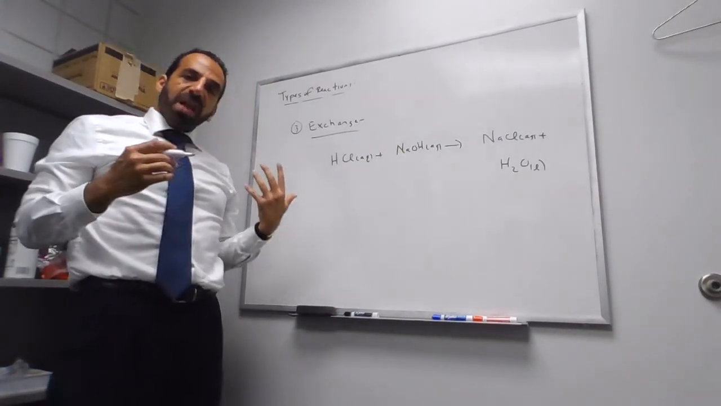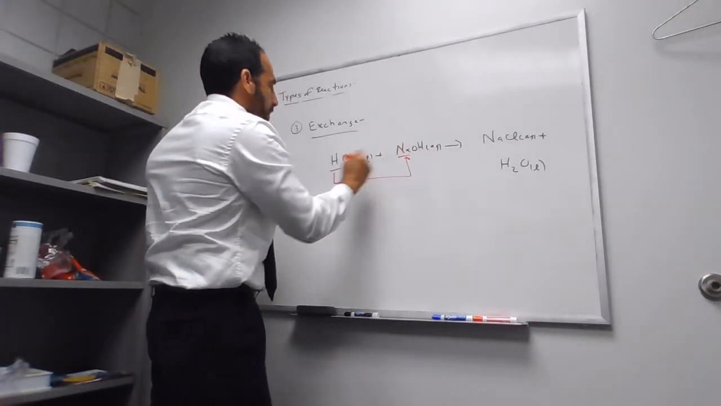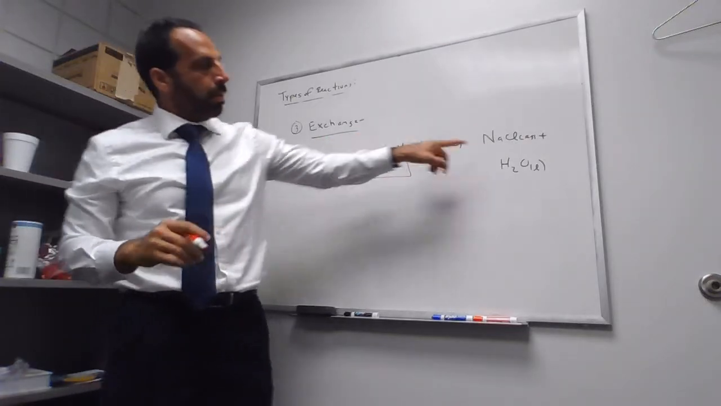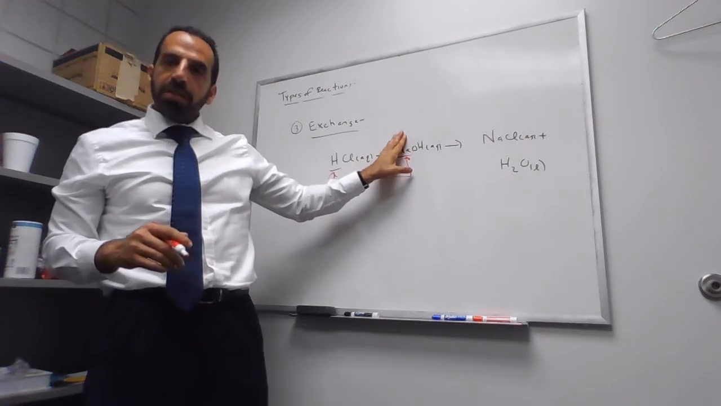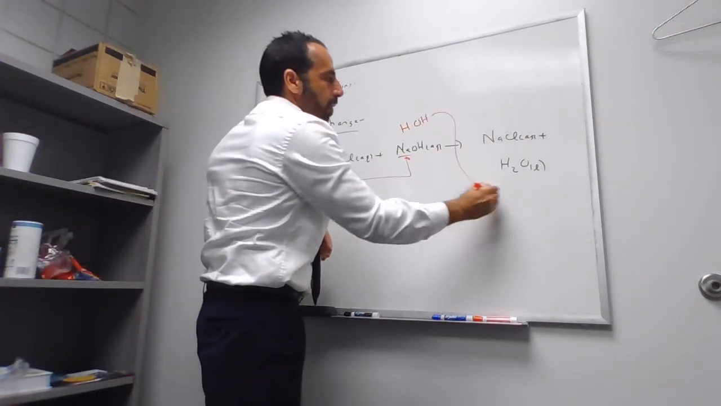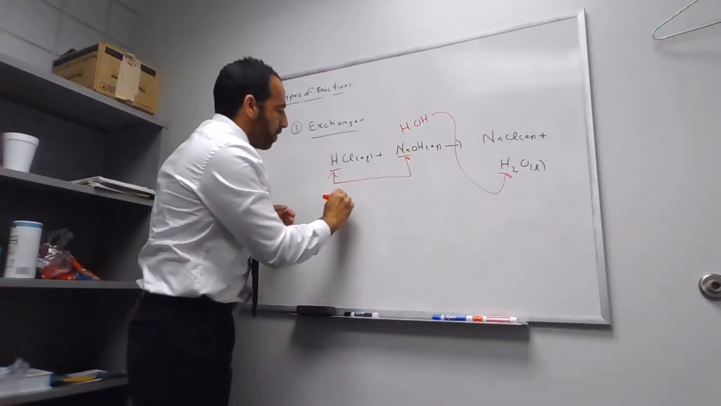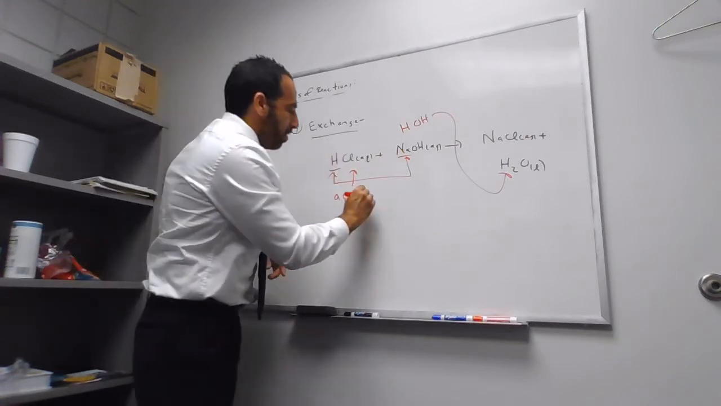This is also another type of exchange reaction in which the hydrogen and the sodium exchange places. So now I form NaCl because the sodium replaces the hydrogen, and then the hydrogen replaces the sodium. I end up with HOH, which is just water. You can also call this an acid-base reaction. So this is hydrochloric acid and sodium hydroxide. This is acid plus base.